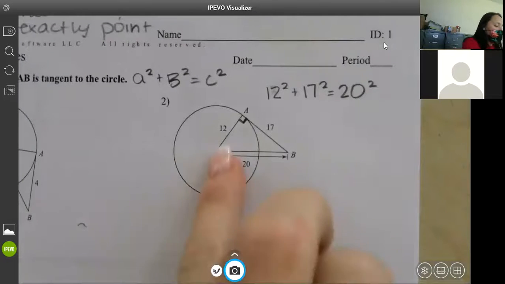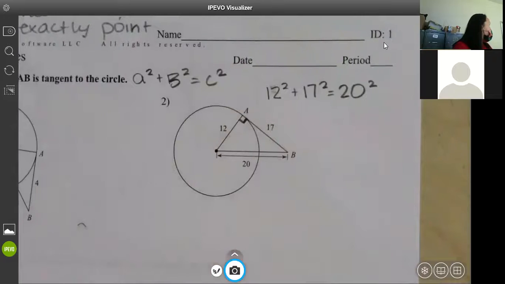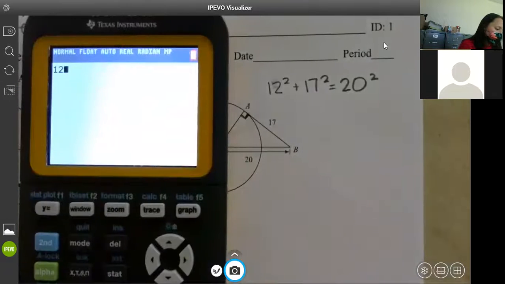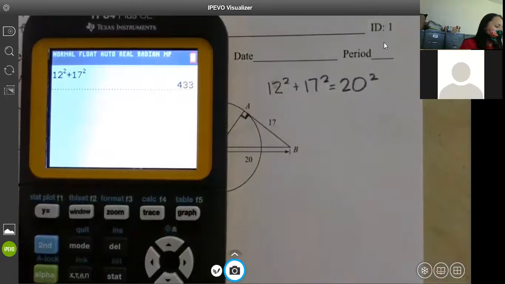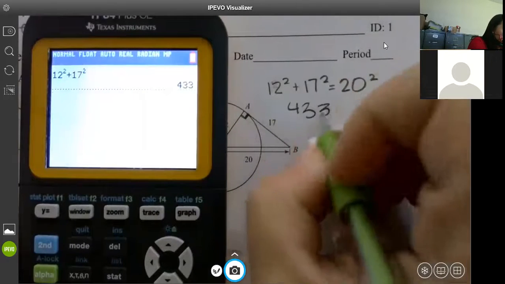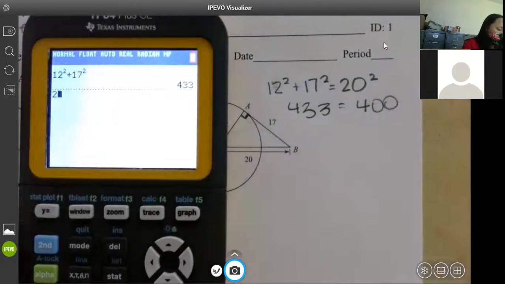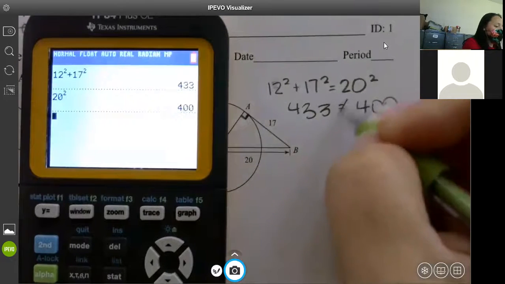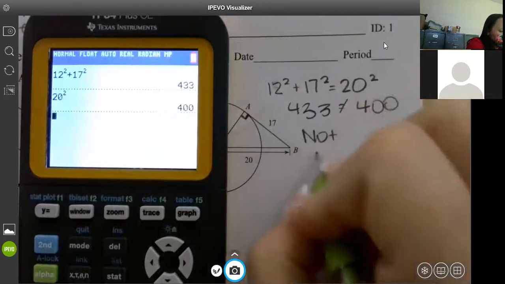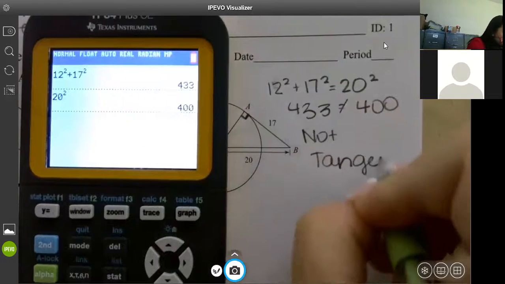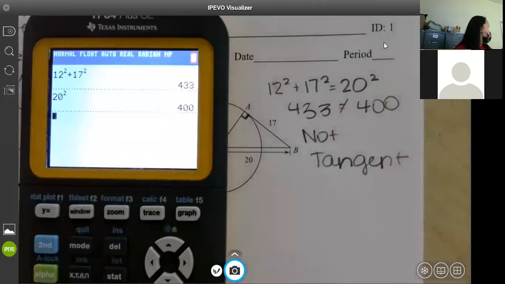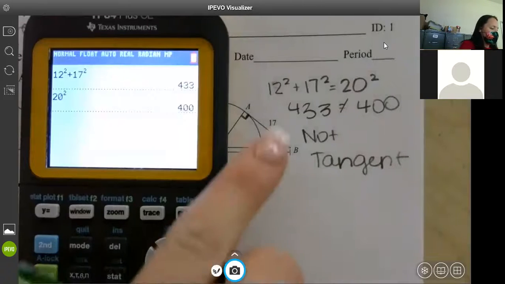Now, this one gave you all the measures. On number 1, it doesn't give you all the measures, but you can find them, okay? So we're going to use our calculators. I think mine's about to die, so we're going to hope that it stays alive for a little bit. 12 squared plus 17 squared gives us 433. But 20 squared gives us 400. Do they match? No. So this is not tangent. And that's literally all you do. So test it using Pythagorean theorem.